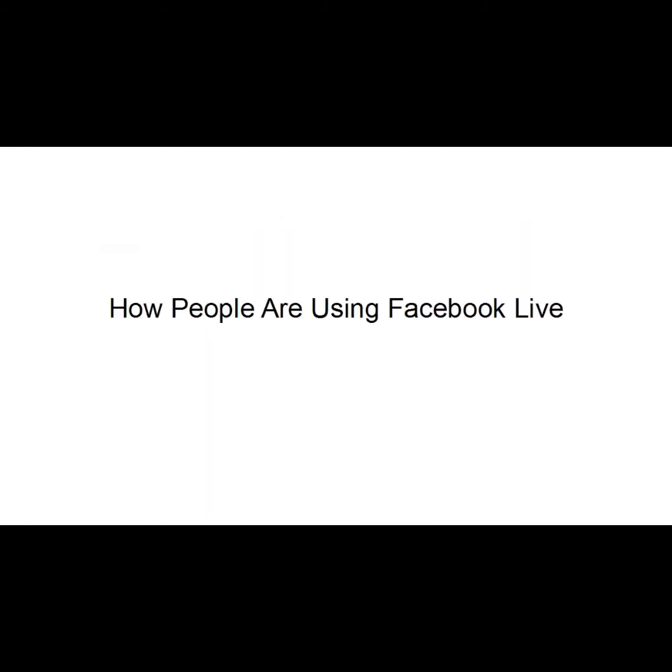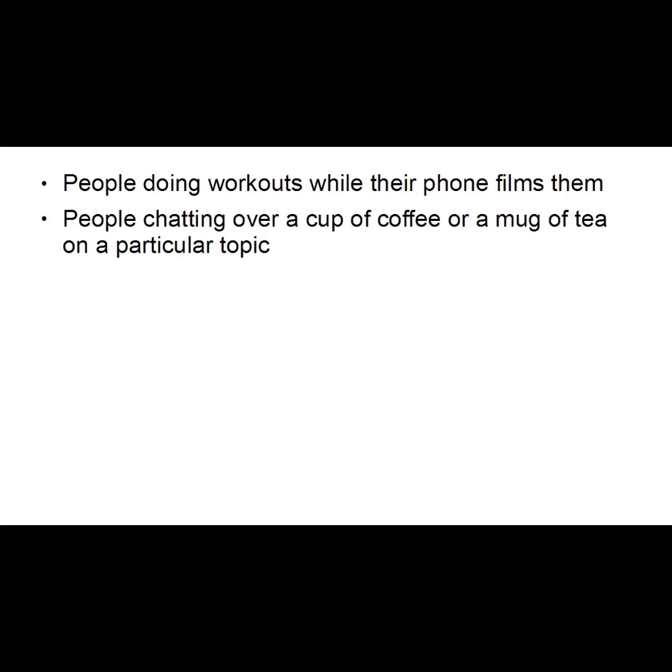So how are people using Facebook Live? Well, if you were to tune in to a Facebook Live signal, either on your smartphone or on someone's Facebook page, you're going to see things like people doing workouts while their phone films them, people chatting over a cup of coffee or a mug of tea on a particular topic. People lying in bed just staring into the camera. It's so new. It's only been out since the beginning of 2016 that some people just simply turn it on and just see exactly what it does. So you just find people lying in bed or sitting on the sofa staring into the camera.